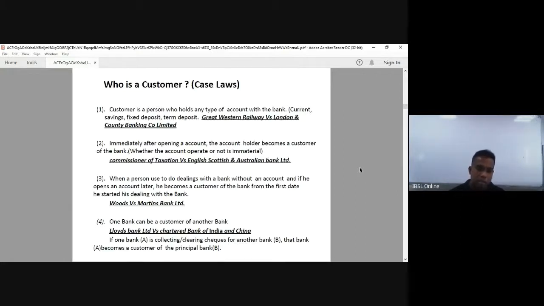Lloyds Bank versus Chartered Bank of India and China. In this matter, you can see in both ends we have two banks. If one bank is collecting or clearing cheques for the other bank, the bank becomes a customer of a principal bank. So that is number 4 that you have to remember. One bank can become a customer of another bank. So that is how we are going to recognize or identify the customer.